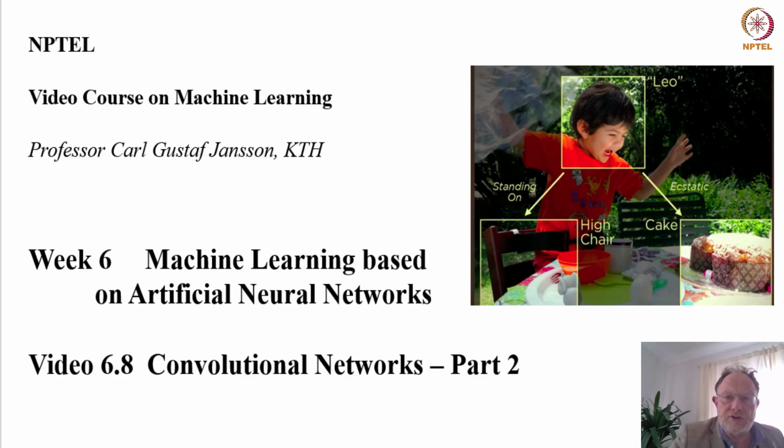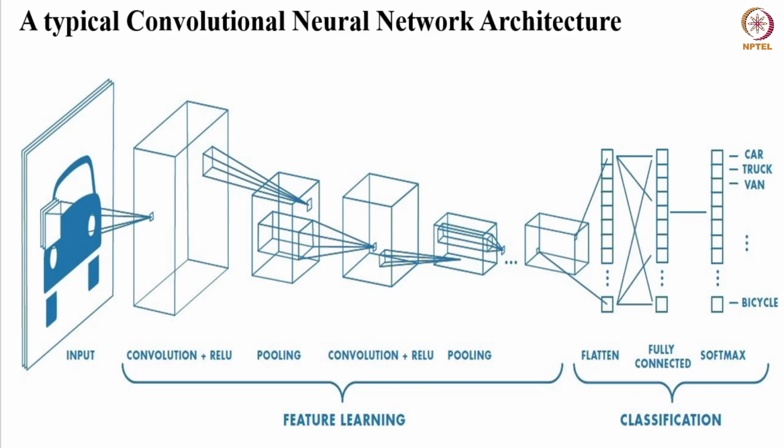Welcome back to the lecture on convolutional networks. We will start to look at how a typical convolutional neural network architecture looks. And you see it here. You have the input, which is the pixel variant of an image. And after that follows a number of layers that is defined here as convolution and pooling.